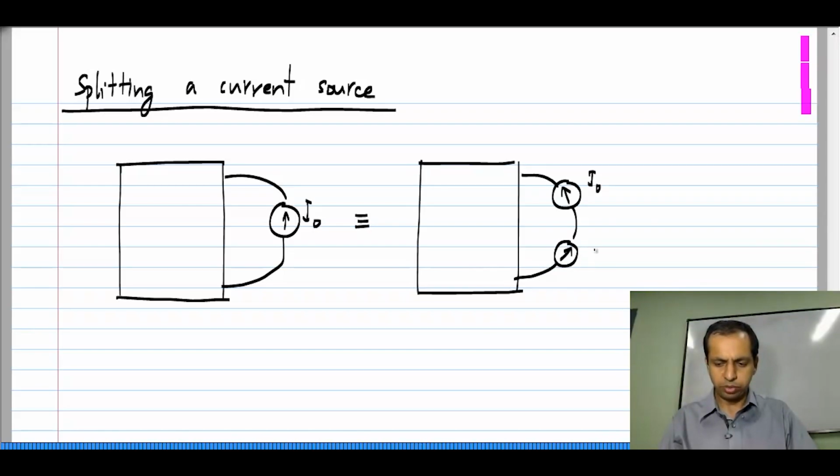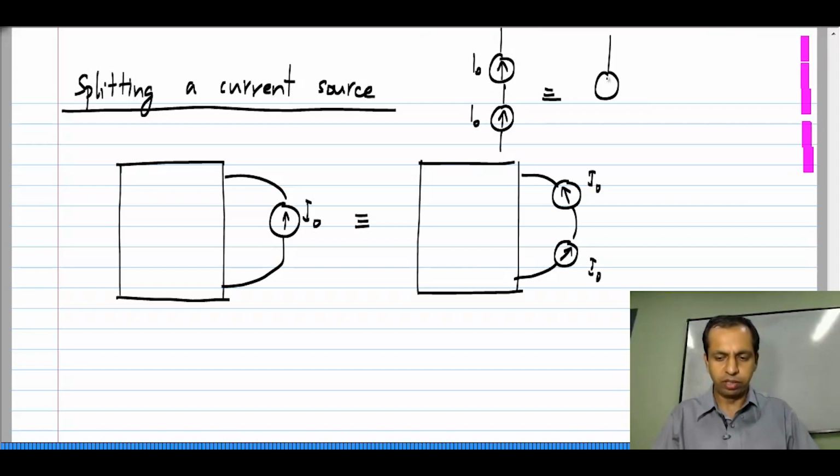two identical current sources in series. In fact, we cannot in general connect current sources in series except when they have identical values. And if they have identical values, then the series combination is equivalent to a single current source. That is, if we have two currents of I naught in series, it is exactly equivalent to having a single source also of I naught.